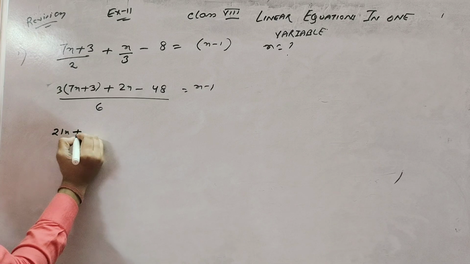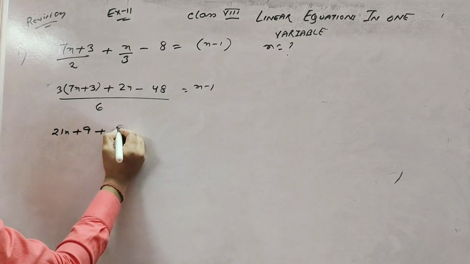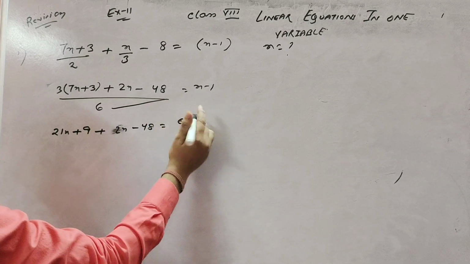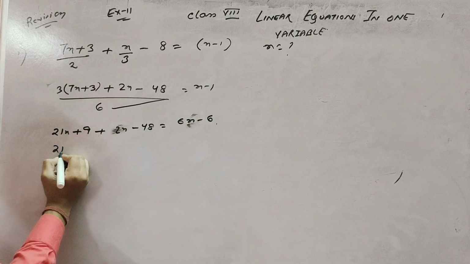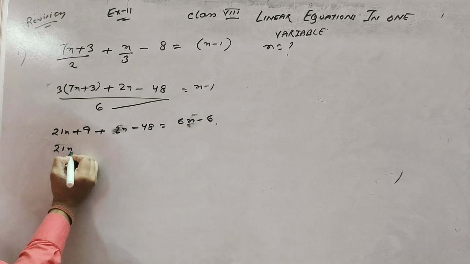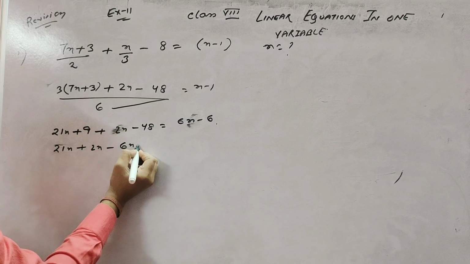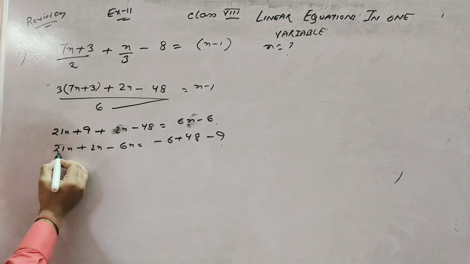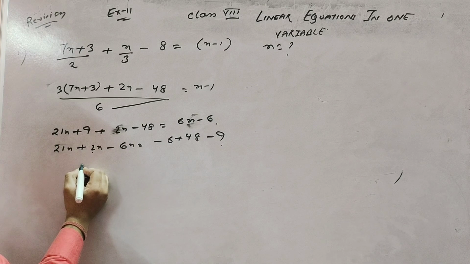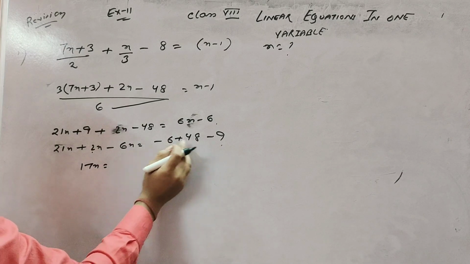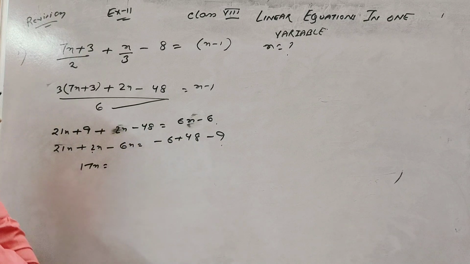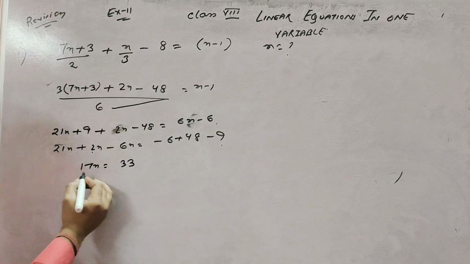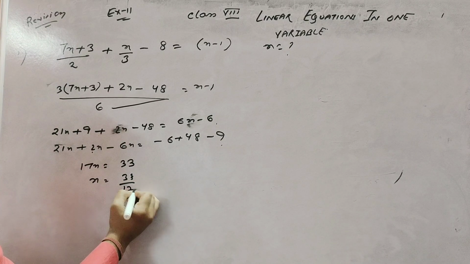So 21x plus 9 plus 2x minus 48 equals 6 multiply this one, that is 6x minus 6. 21x plus 2x minus 6x equals minus 6 plus 48 minus 9. So 21 to 23, 23 minus 6, that is 17x equals minus 6 plus 48 minus 42 plus 42, and minus 9, that is 33. So x equals 33 by 17 is your answer.